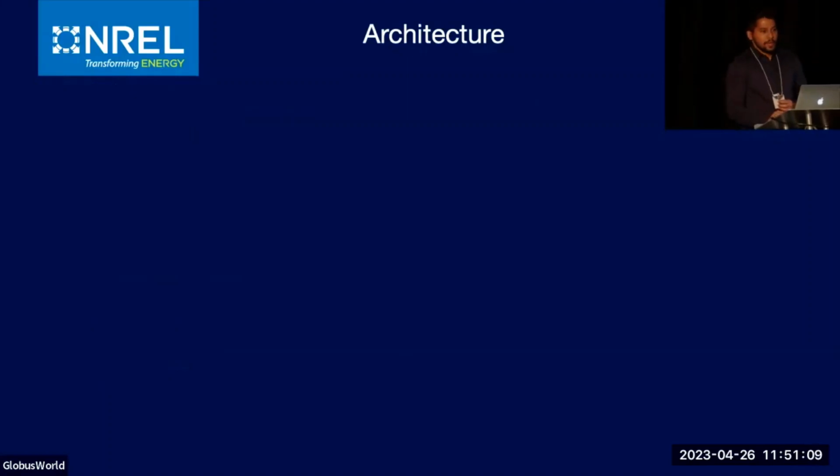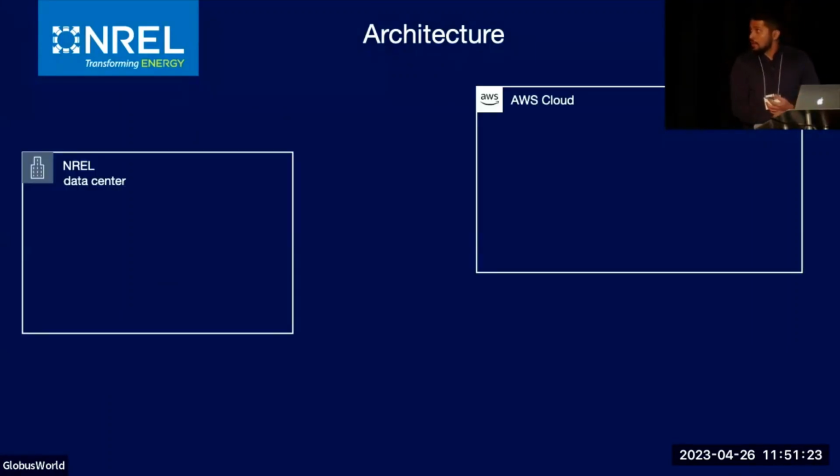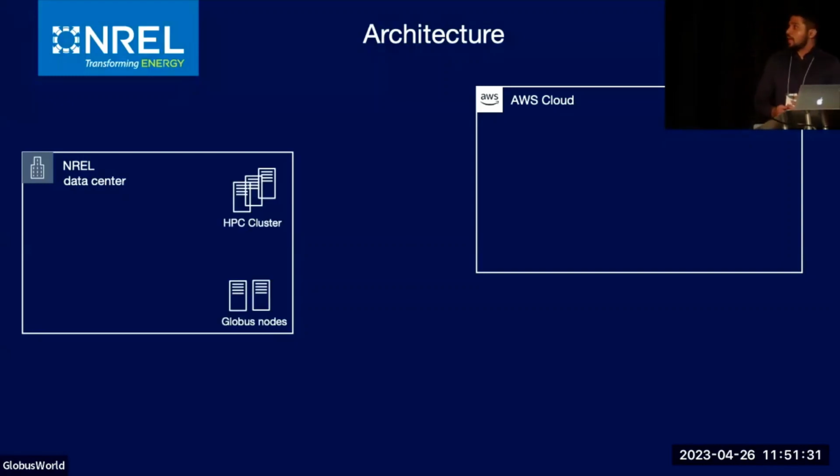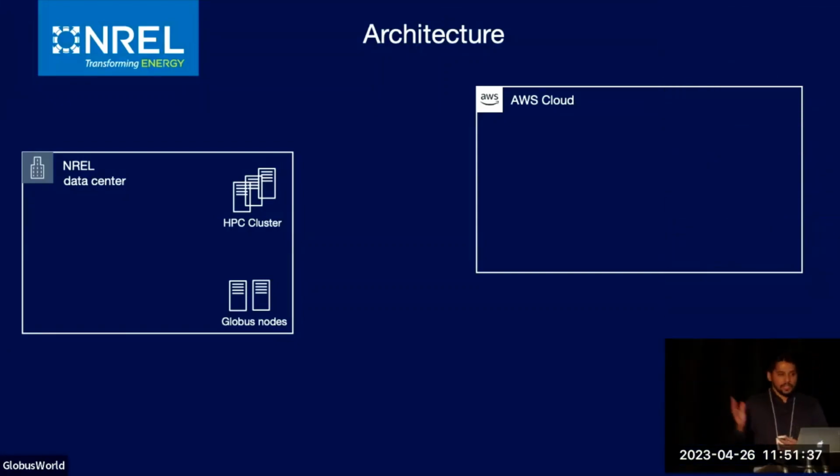Okay, now let's deep dive into the architecture. To solve some of the challenges I just discussed, we built an event-driven architecture for transferring data from our on-prem clusters to both AWS and GCP. On my left-hand side, we have our NREL data center, and on my right-hand side, we have our AWS cloud environment. In the data center, we have our HPC clusters, and along with that, we have a few Globus transfer nodes, which are in a separate DMZ.